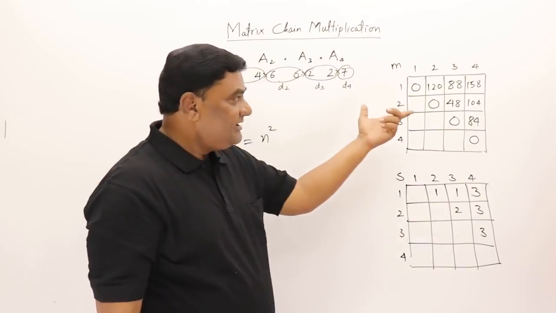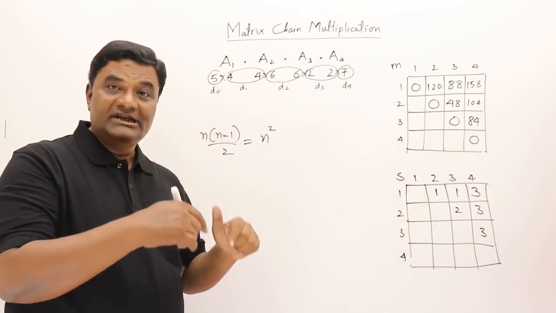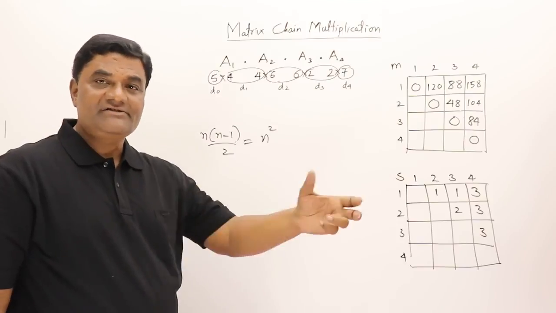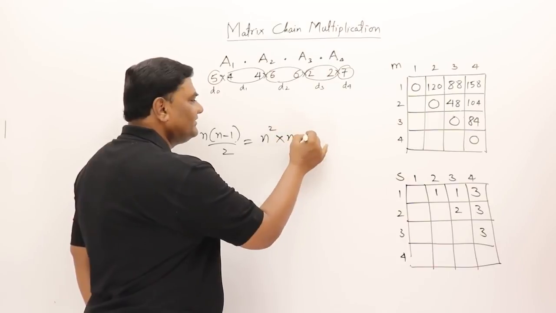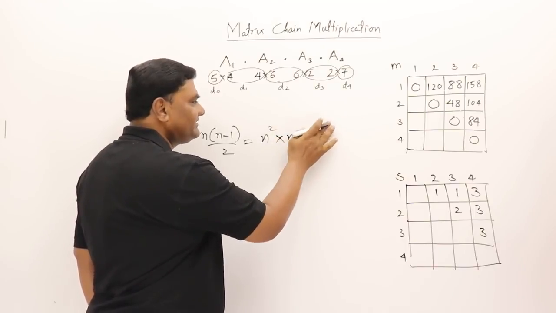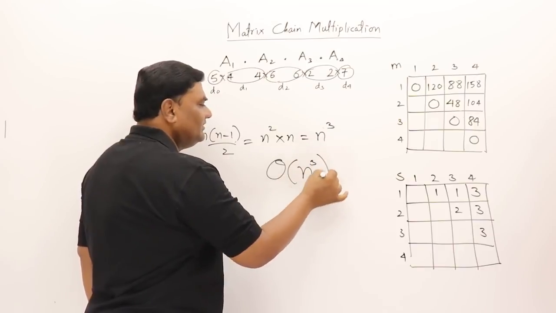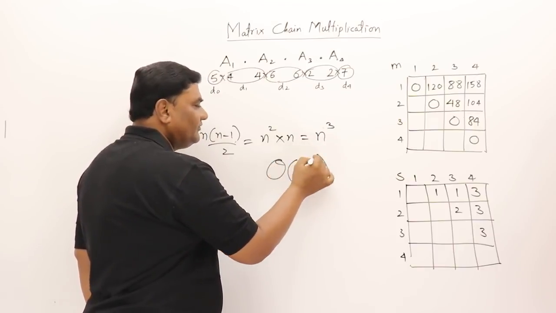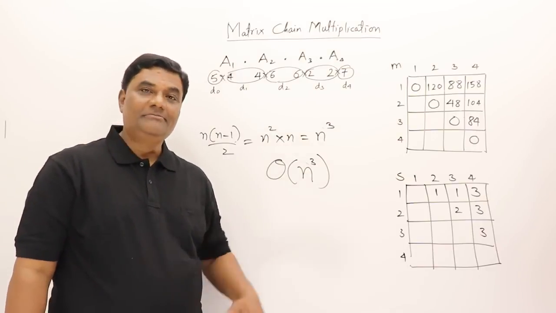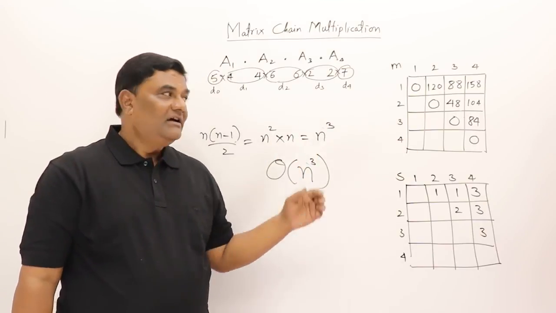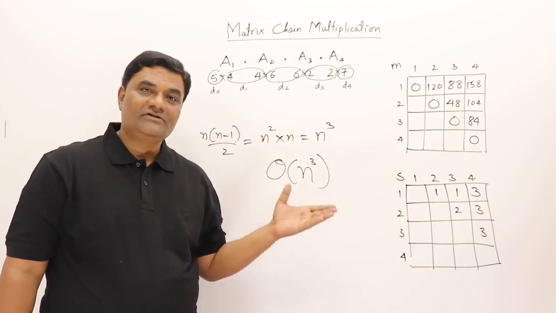But each element, how are we getting it? We are calculating all and finding the minimum. So how much time does it take? At most n. So this is into n. So the time complexity of this one is n cube. So this is theta of n cube. So the time complexity for matrix chain multiplication is n cube. Multiplying the matrices is also n cube, and solving the parenthesization problem of matrices is also n cube.